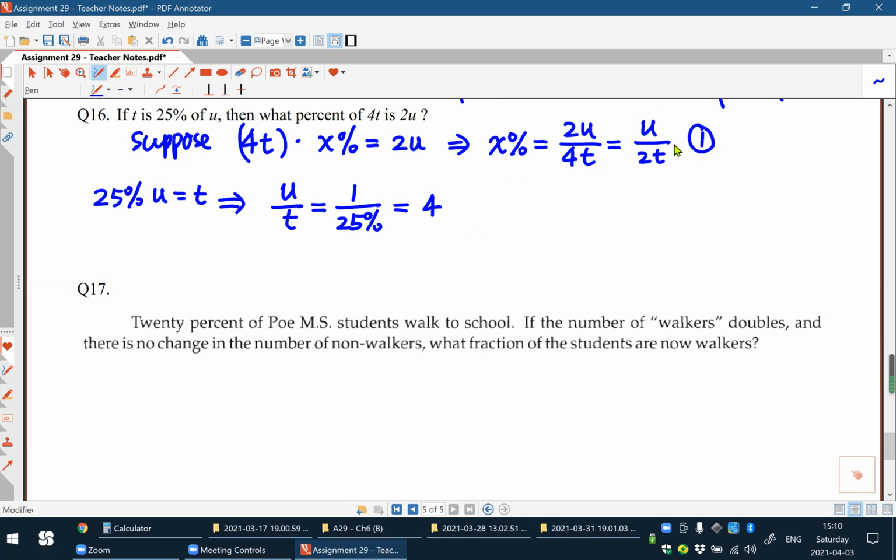Okay, so let's label this with 1 and this with 2. So we can put 2 into 1. So X percent can be calculated using U over 2T. And we know that U over T is 4. So X percent is 2. Okay, so that means 200% of 4T is 2U, right? Okay, so let's make the conclusion.